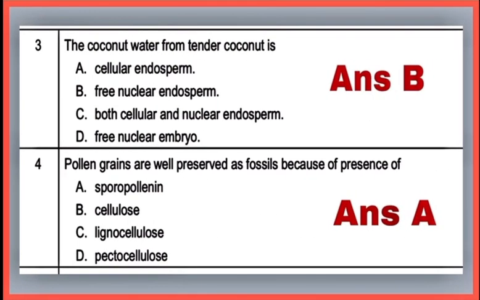Question number 3. The coconut water from tender coconut is free nuclear endosperm. So, mark B as a correct answer. Question number 4. Pollen grains are well preserved as fossils because of the presence of sporopollenin. Option A is correct.